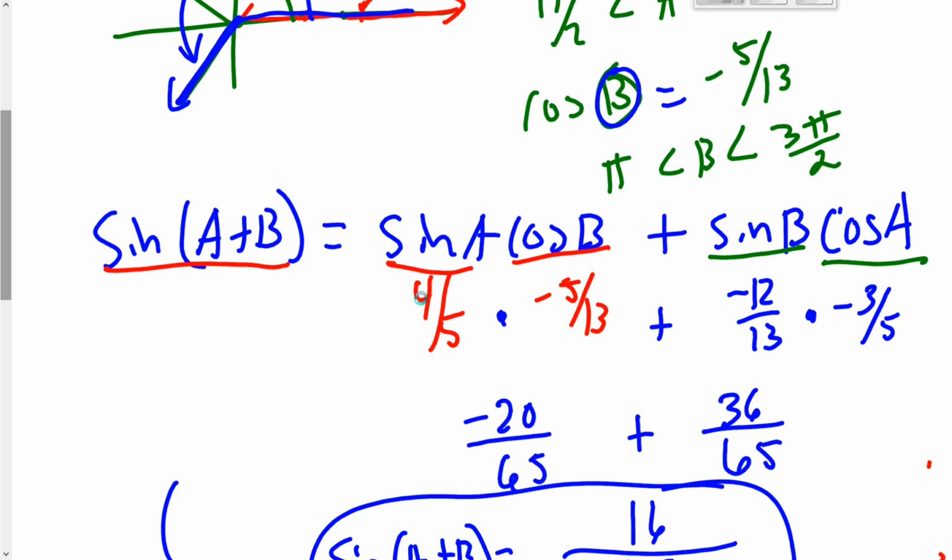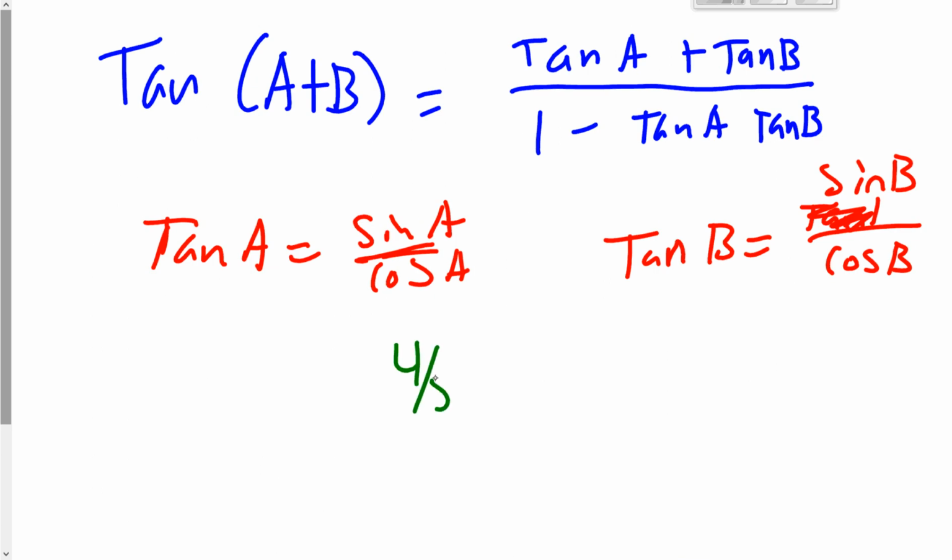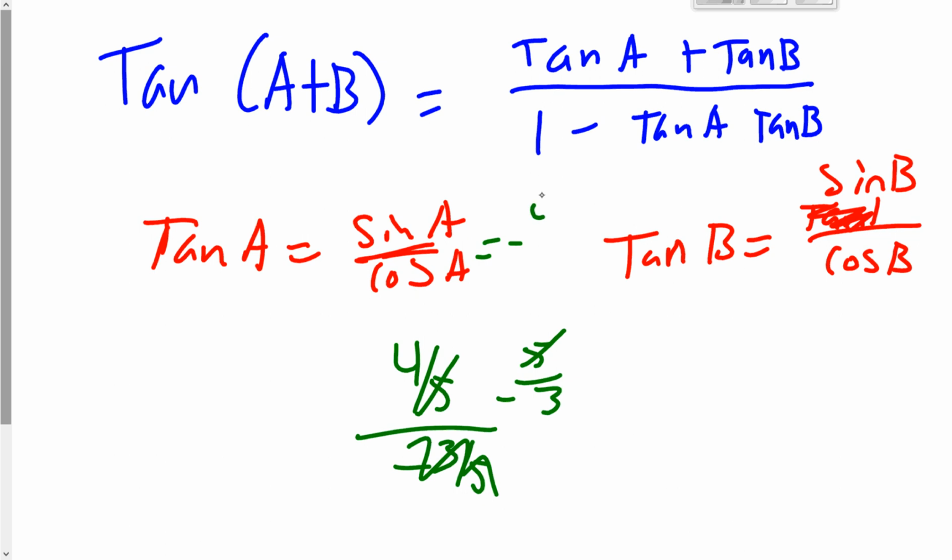So sine of a is 4/5, and cosine of a is negative 3/5. So 4/5 over negative 3/5. Flip that, the 5s are going to cancel out. We get 4 over negative 3, and I'll get negative 4/3.